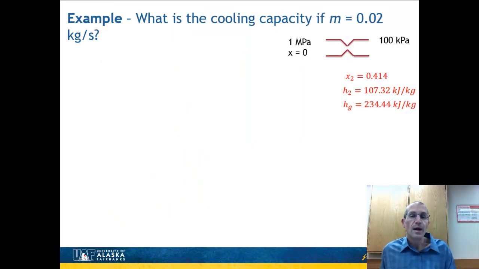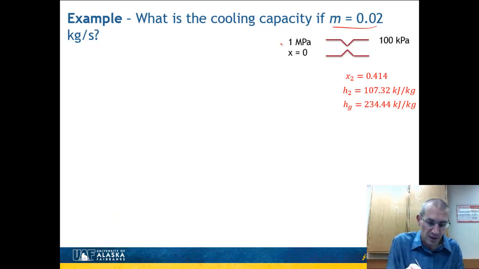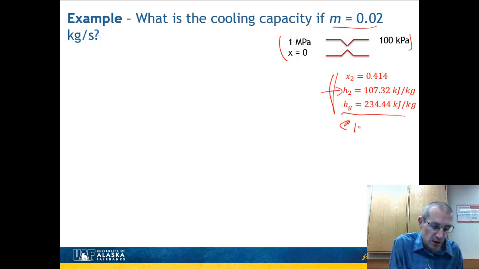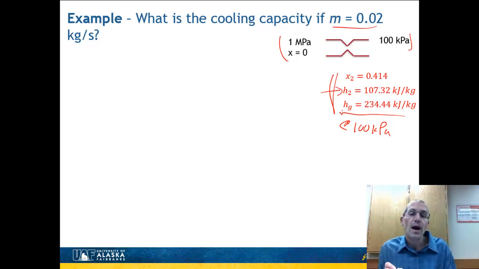So let's go ahead and do that. As for the cooling capacity, I'm given a mass flow rate of 0.02 kilograms per second. Same inlet conditions and outlet conditions. And here are the values that we found in the previous problem. Our outlet quality was 0.414. And there was our outlet enthalpy of 107.32. And then this value of Hg, this was at 100 kPa. And so this is what's going to be after the evaporator.